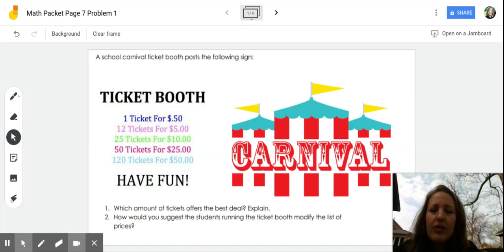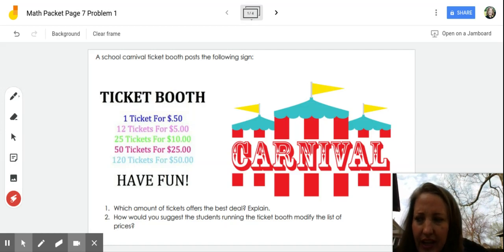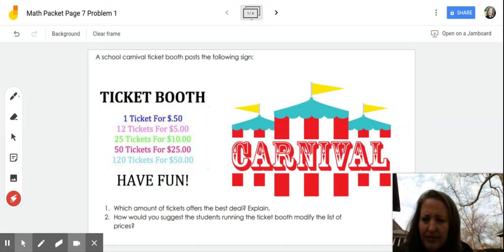In this carnival, the tickets are being sold for different prices. So one ticket is 50 cents. 12 tickets is $5. Here's where I'm looking right here. 25 tickets are $10 and 50 tickets are $25. And on your packet, I know it's hard to see because this was in color and it didn't copy very well. 120 tickets are $50.